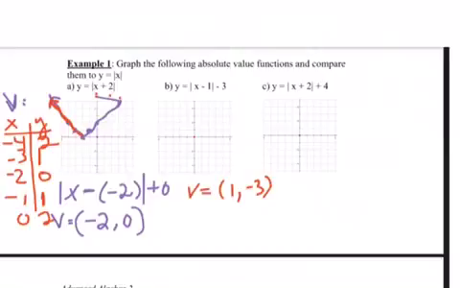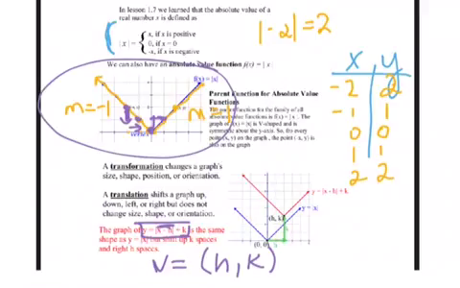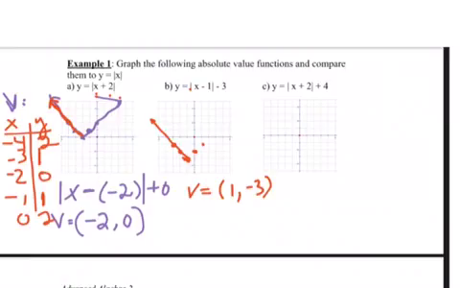So I've got -1, negative 3. And again, I still have a slope of 1 since there's no number out in front, so I can just go up 1 and to the right and left 1 from each point. And there's my graph.